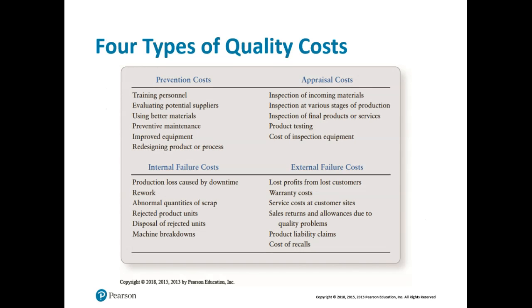And here are some examples, okay, of like prevention is training, evaluating potential suppliers, using better materials, etc. Okay, make sure that you look at these because some of them are tricky to tell the difference, like the difference between internal failure and... which one is it that's hard? These are all inspection pretty much, okay? Inspection and testing. Here's prevention. Internal failure, like an abnormal quantity of scrap is an internal failure. Rejected units disposal. I think it's these two, internal versus external failure, that are sometimes hard to tell apart. So spend some time on these, okay?